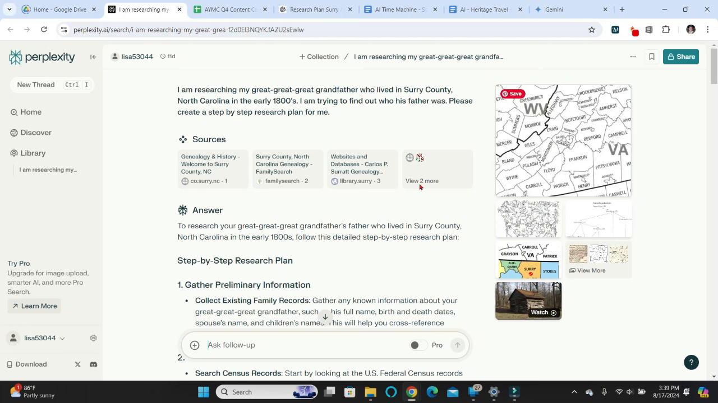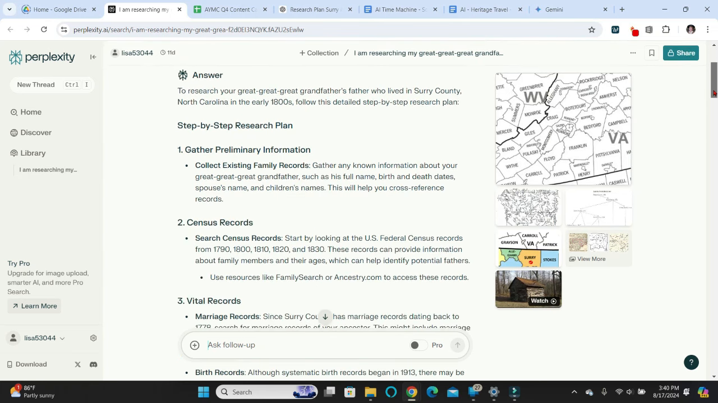So we are over here, and I asked it actually the same prompt that I had asked in a previous AI program. So I said, I'm researching my great-great-great-grandfather who lived in Surrey County, North Carolina in the early 1800s. I'm trying to find out who his father was. Please create a step-by-step research plan for me. And so it pulls different sources for me, and it starts to create that particular plan for me.